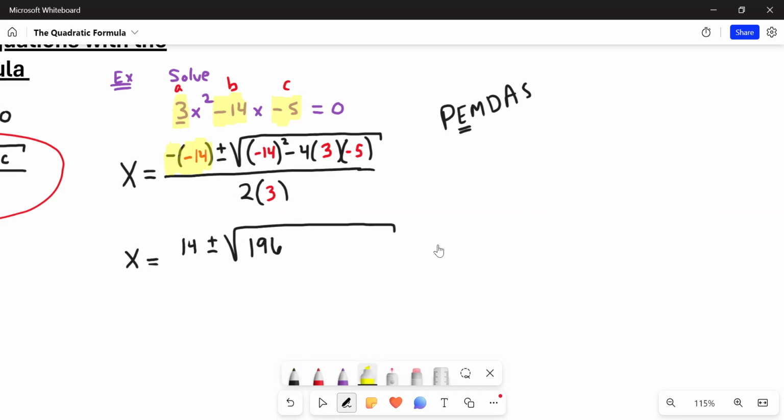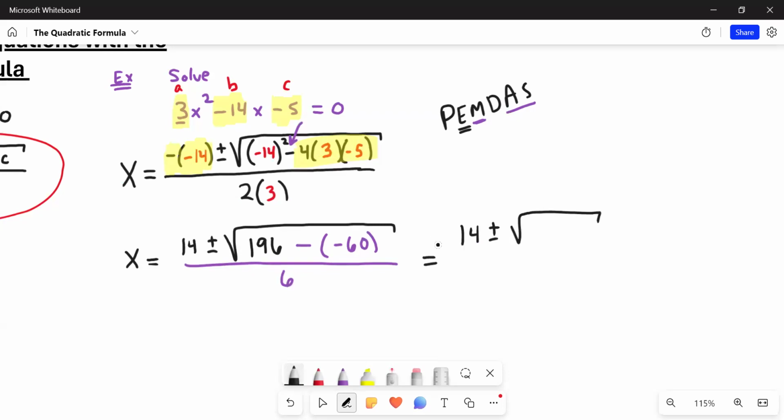The next thing often missed here is that you have to subtract all 3 of these multiplied together, because multiplication comes next in the order of operations before addition and subtraction. I'm going to take either a calculator, or you can do it in your head here. The numbers are small. 4 times 3 is 12, times negative 5 is negative 60. And so that's minus, and again that's the minus sign from up here, negative 60, all divided by 2 times 3, 6. Cleaning that up even a little bit more, 14 plus or minus, you can see here we have 196 minus a negative, which is like adding. So I'm going to take 196 plus 60, and I get 256 all over 6.